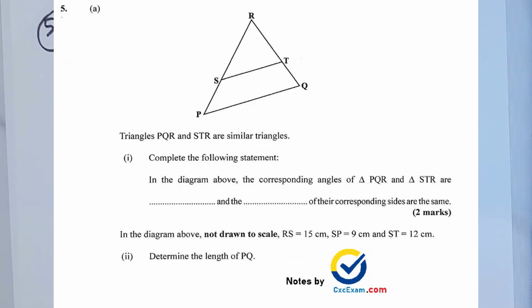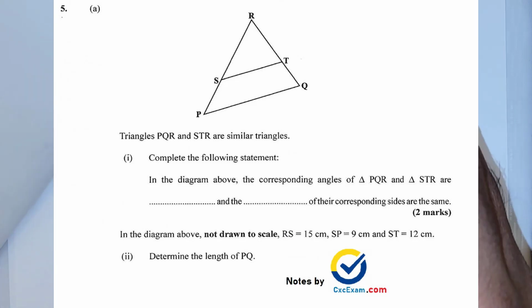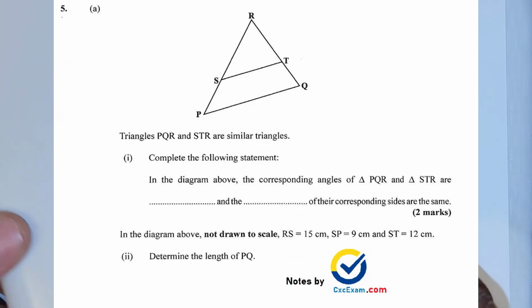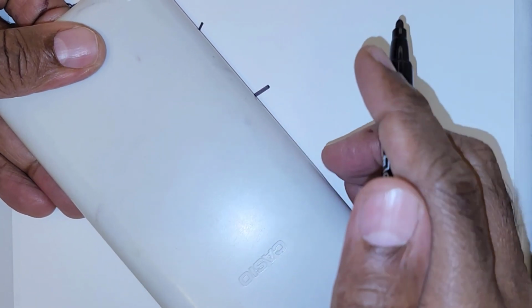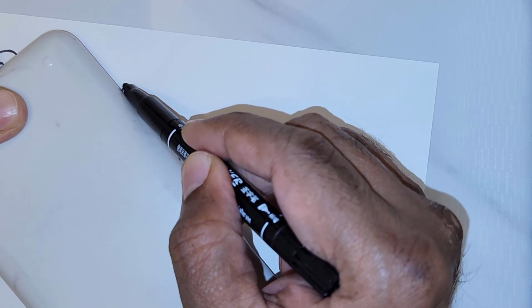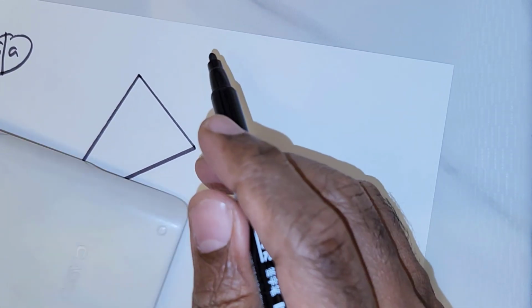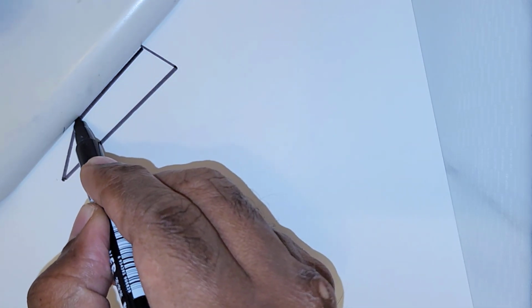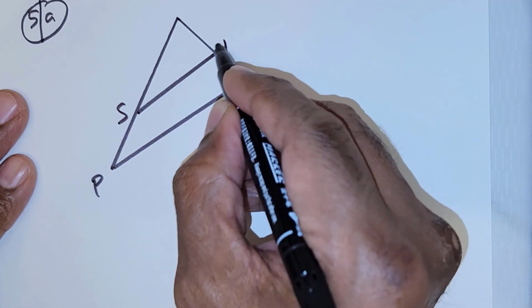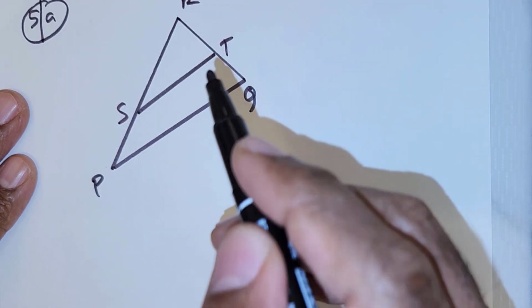So this is question number 5 here. We've been given the following triangle. Okay, fair enough. So this is P, Q, S, T and R.